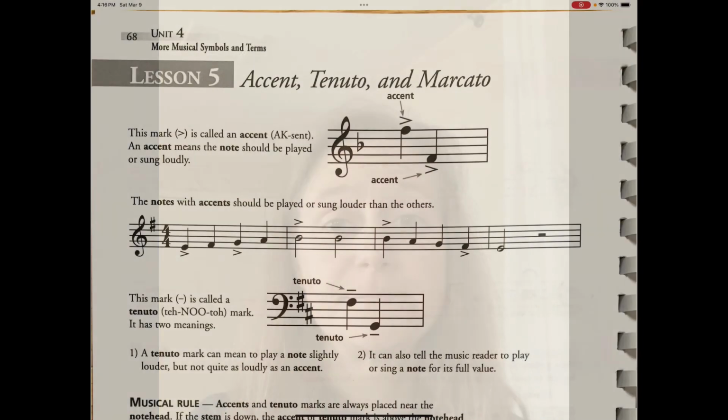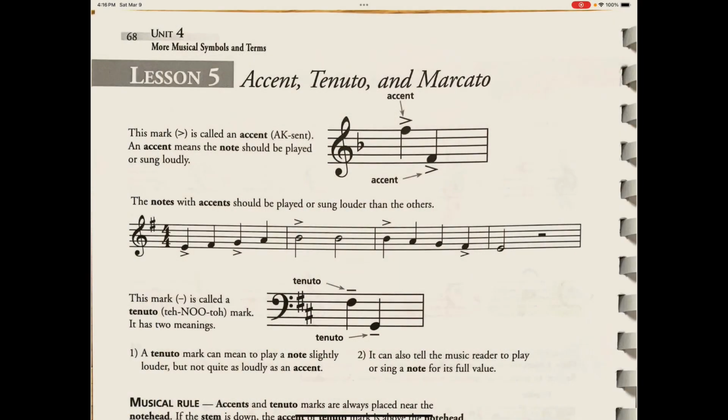This is lesson 44, and we'll be discussing the accent, tenuto, and marcato. Returning to J. Albrecht's Ready to Read Music, we're on Unit 4, which is our More Musical Symbols and Terms unit, Lesson 5, Accent, Tenuto, and Marcato. This is a continuation of the discussion we started in the last lesson about articulation markings. Recall that articulation markings tell us how we should start and stop notes.